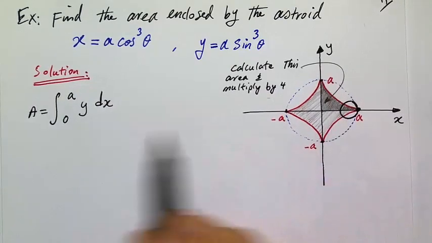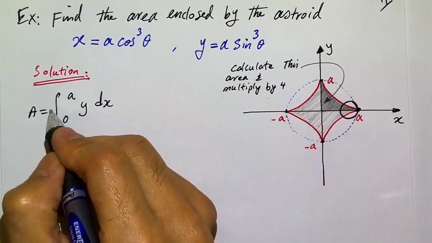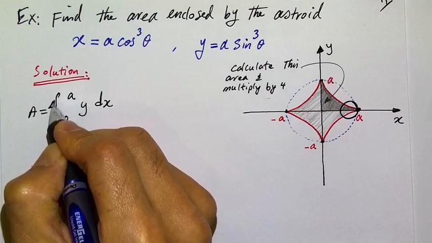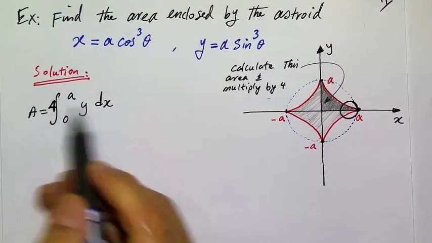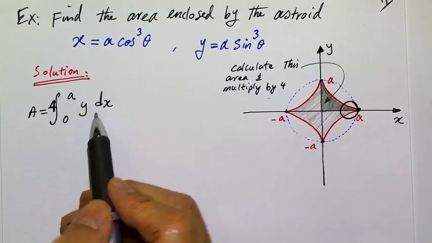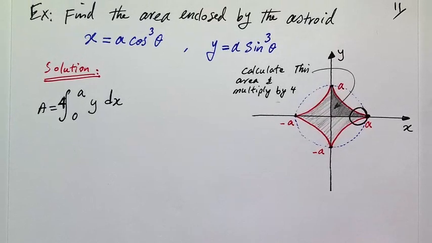It's going to give us this area, but of course we want the whole area, so we're going to multiply it by 4. I should have given myself more room to write that 4, but it's here, and I will make it clear in the next lines. So 4 times that integral with respect to x.